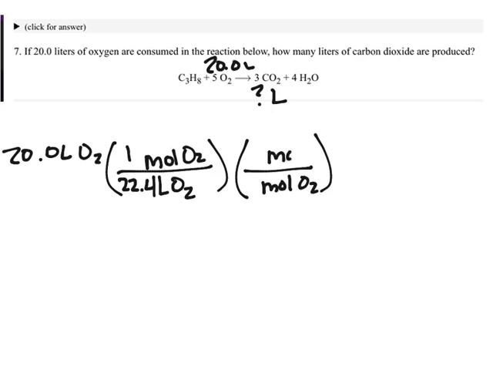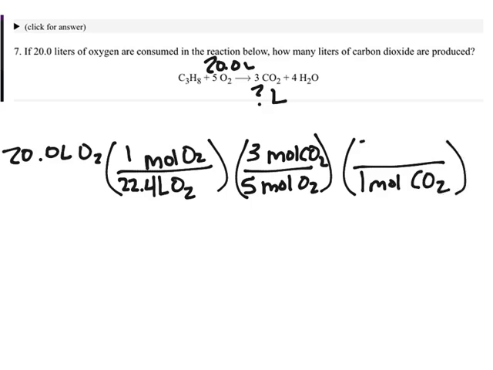Mole O2, mole CO2, 3 moles for every 5 moles of O2. So 3 for the CO2, 5 for the O2, and 1 mole of CO2 has a volume of 22.4 liters. So this is going to end up being, to 3 sig figs, 12.0 liters of CO2.